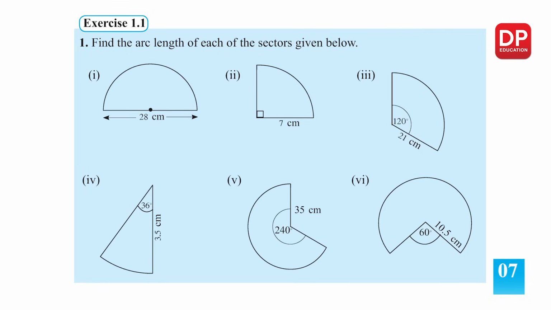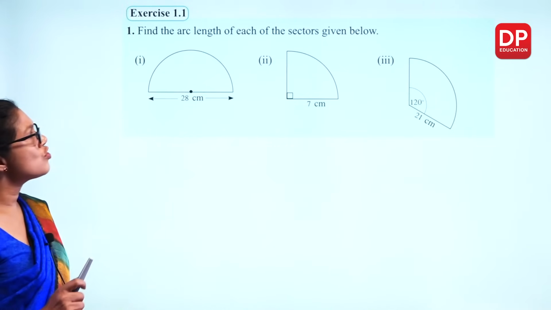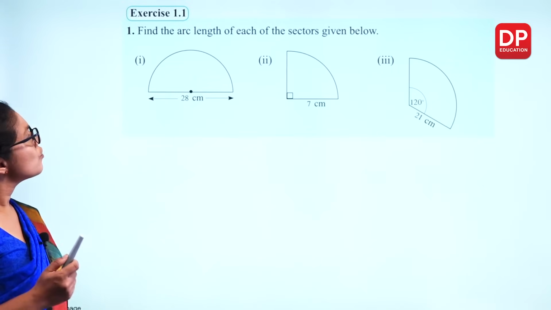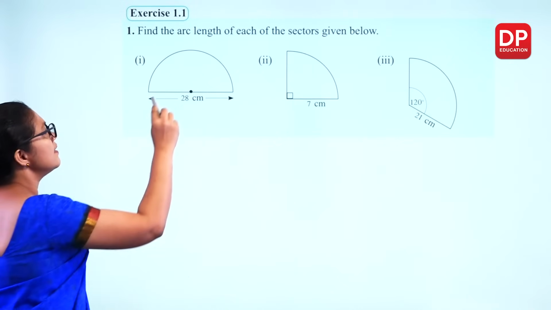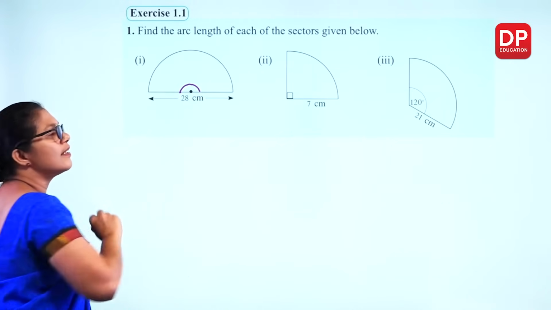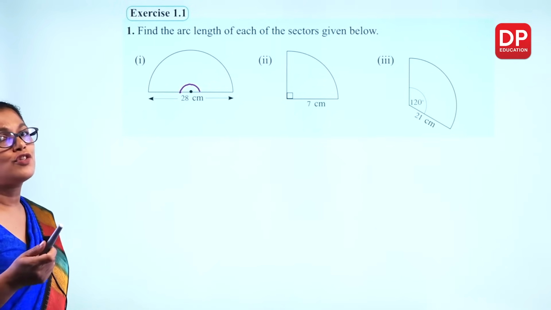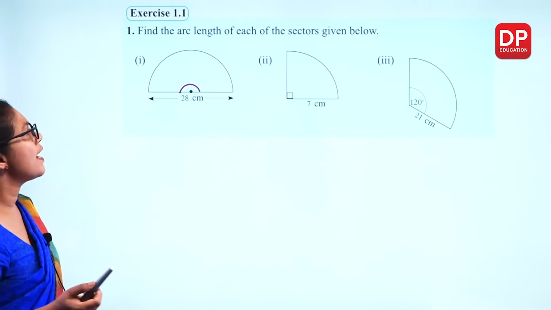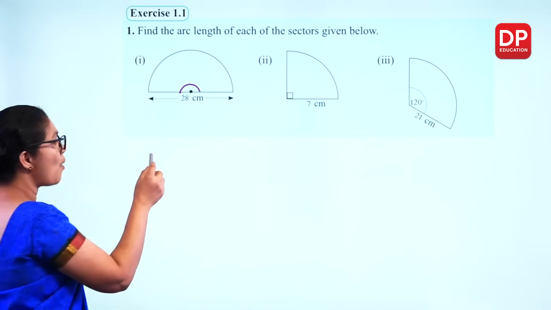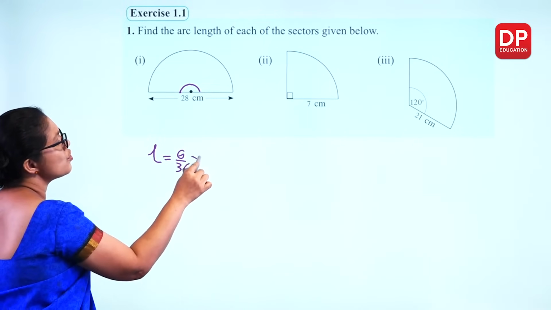Now we'll look at exercise 1.1 in your textbook. Here first question, they asked to find out the arc length of each of the sectors given below. So here this is a semicircle. So what's the angle at the center? This is 180 because this is a semicircle. So you need to know the angle at the center is 180. So how can we find out the arc length? You can use the formula. L equals angle over 360 into 2 pi r.